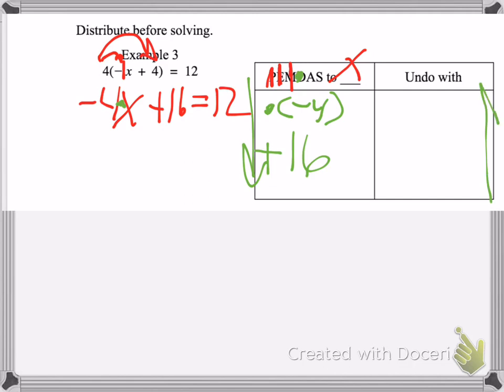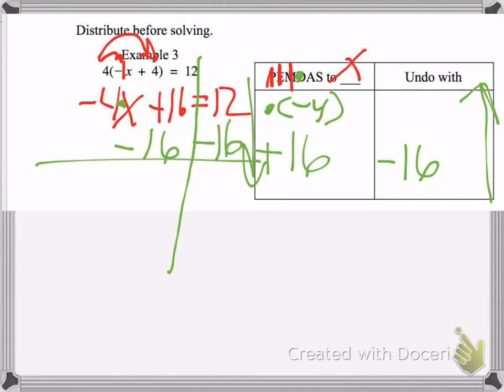And then we're going to undo that. So instead of plus 16, we're going to do minus 16. And whatever you do to one side, you have to do to the other. Don't forget. So we'll do it to both. Let's start with that right now. So minus 16 on the left, minus 16 on the right. And so we've got our negative 4x still. Plus 16 minus 16, get rid of it. That's 0. Good. And 12 minus 16.